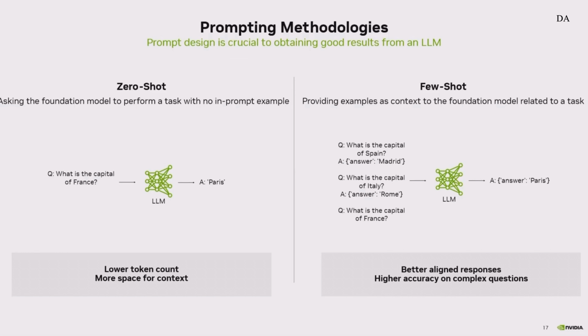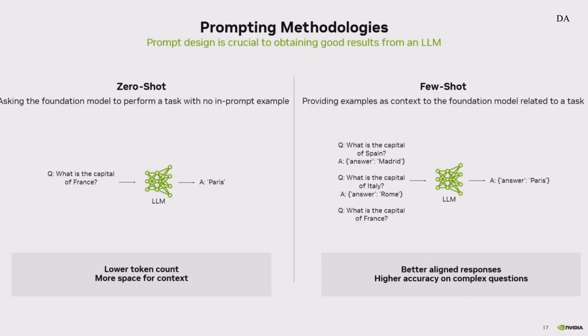What's nice about zero-shot prompting is that it gives you a lower token count. You remember we were talking about potential token costs or token memory in the context memory. So we have a lower token count. We want to be efficient, giving us more space for the context. But in some cases, a zero-shot prompt isn't enough for a model to give you what you want.